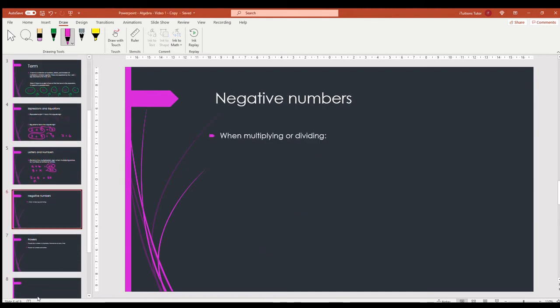The next rule that I want to bring to your attention is for negative numbers. When multiplying or dividing a positive number by a positive number, we get a positive number. When multiplying or dividing a positive number by a negative number, we get a negative number. And when it's a negative by a positive, we get a negative. And when it's a negative by a negative, we get a positive.